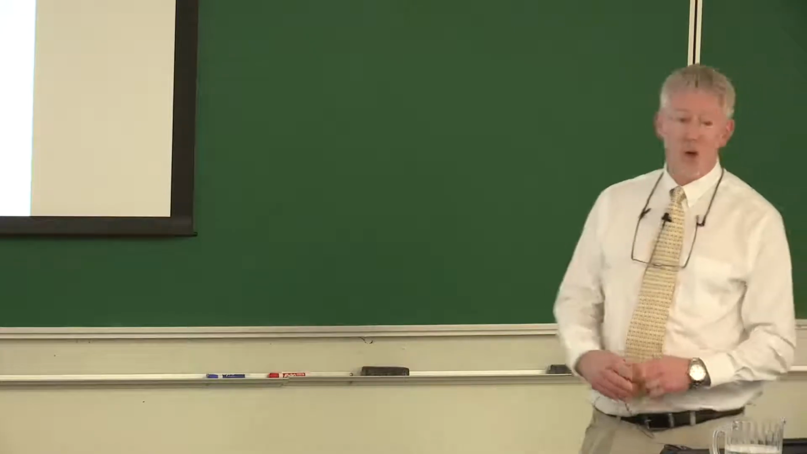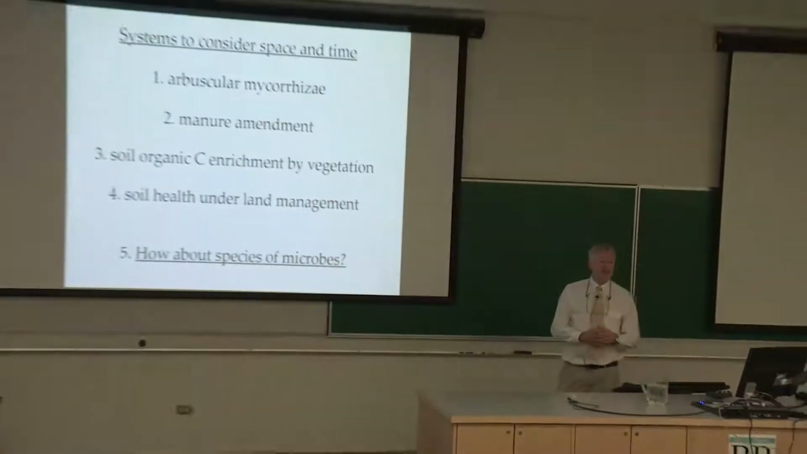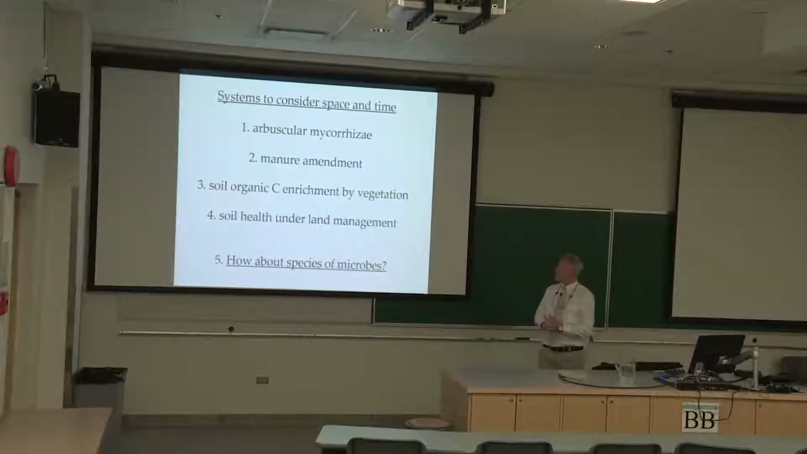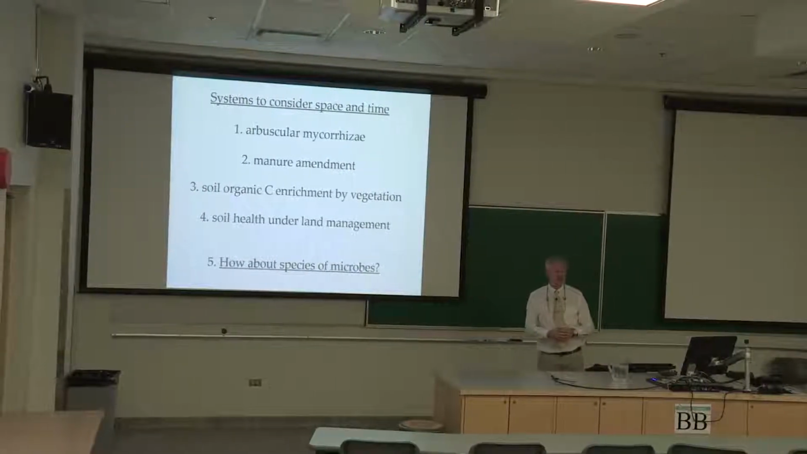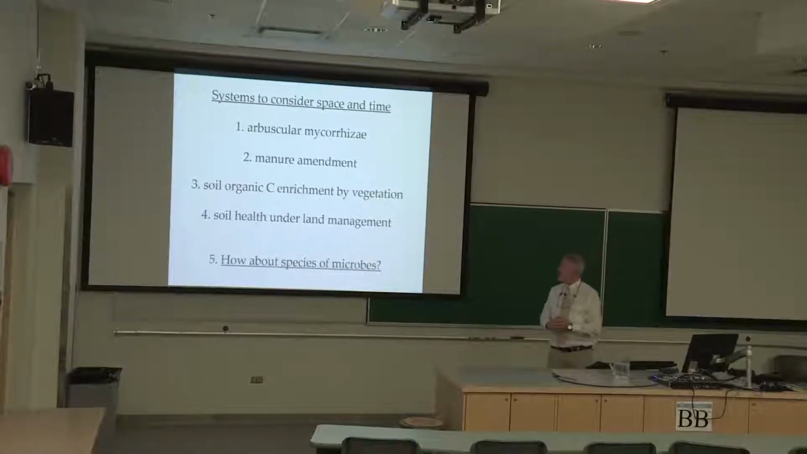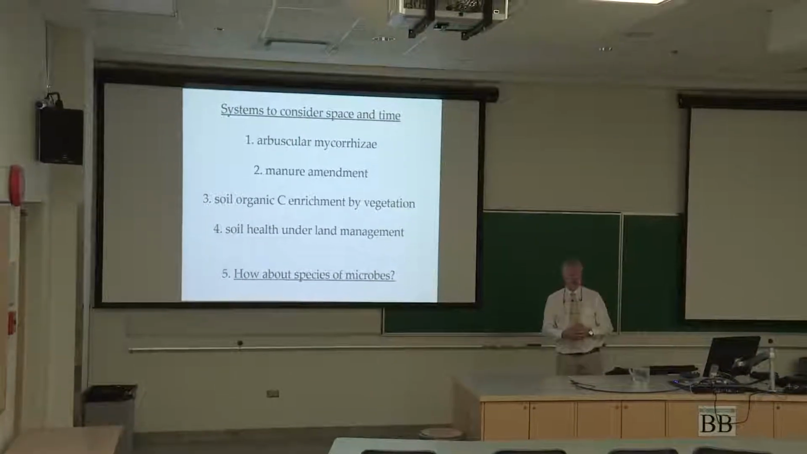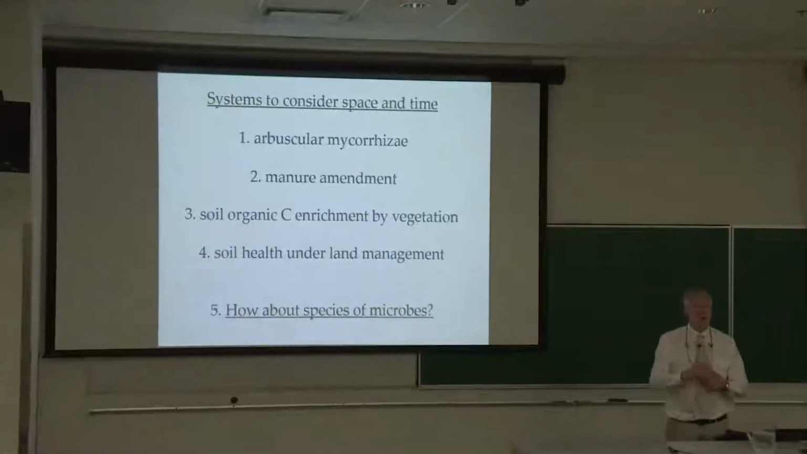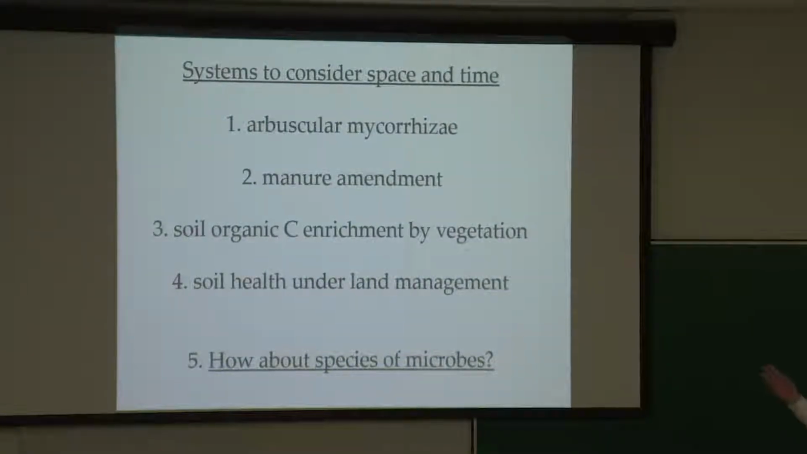So what systems will I be considering here today? I'll talk about arbuscular mycorrhizae, looking at ginseng, and also looking at corn from Ontario. Manure amendment, looking at various manures in corn systems in Ontario. Soil organic carbon enrichment by vegetation. I'll be switching gears there to talk about some semi-arid systems and changes in soil organic carbon with depth through time. And then soil health under land management.